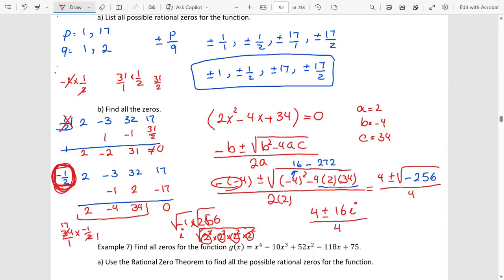Since all of them are divisible by 4, I can divide each by 4 as well. And my final answers are 1 plus or minus 4i. I have two separate imaginary numbers, 1 plus 4i and 1 minus 4i. And you can see that this polynomial has two imaginary or complex zeros. One real zero, negative 1/2, and two complex zeros.